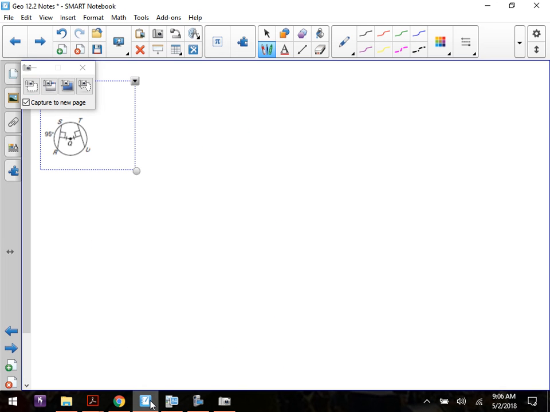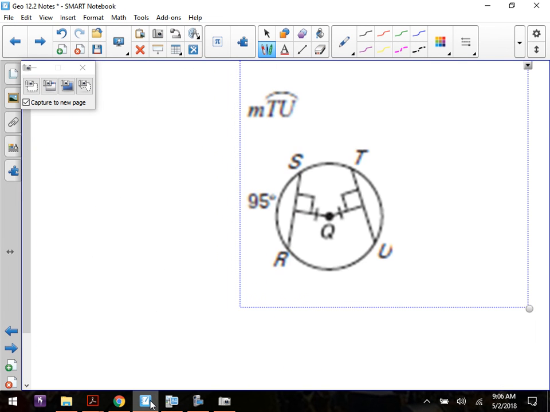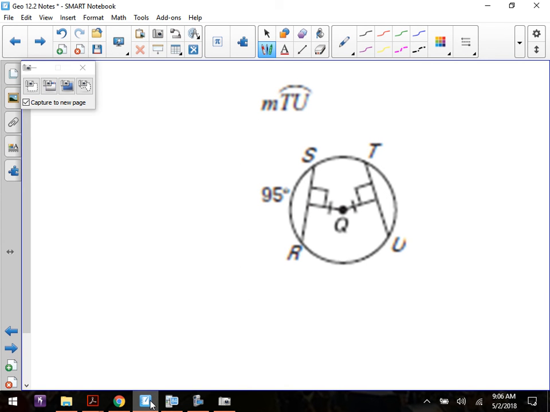So we're gonna pretty much just be saying what's going on. It depends on the problem. For example, in this case, are arcs SR and TU going to be congruent? Why? They're perpendicular and equidistant to the center, which means the chords have to be the same. So if one chord has an angle measure of 95, the other has to have an angle measure of 95. Again, same idea as we did earlier.